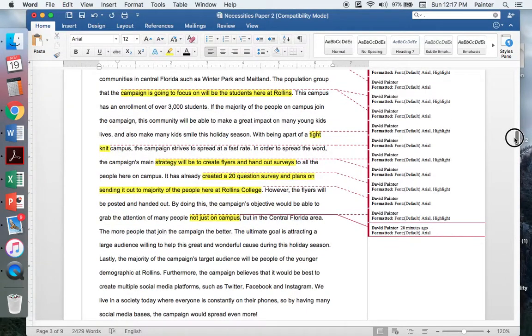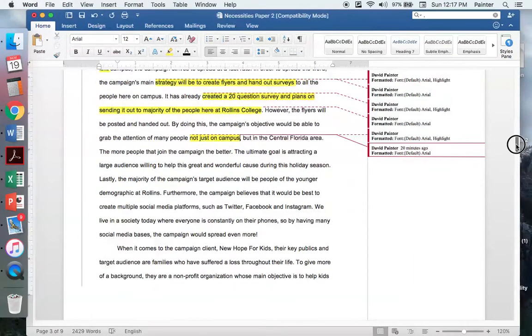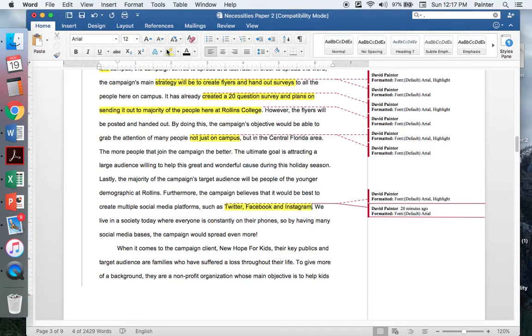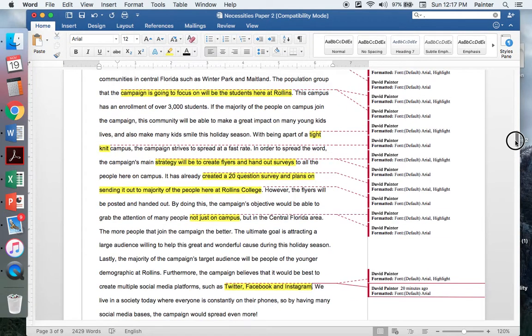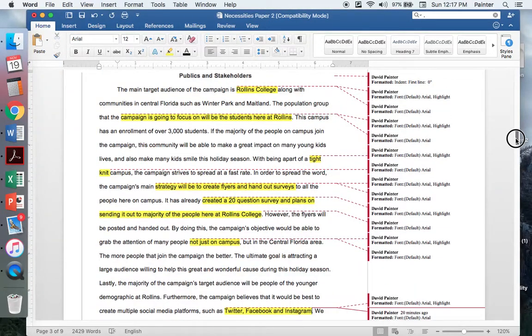I'm so confused. Why are you talking about the campaign here? And the timeline, the campaign wouldn't begin until next semester anyway. Oh, now we're talking about Twitter and Instagram. But up here, you just said it was about flyers and a survey. First of all, why are you talking about the campaign?